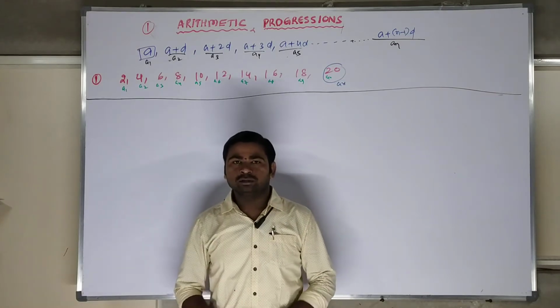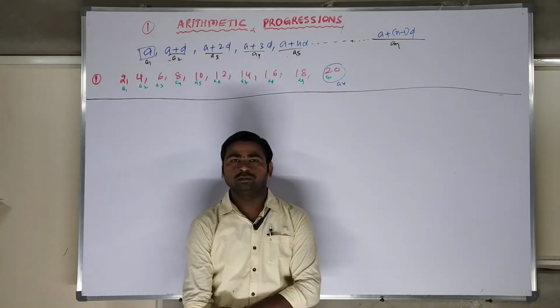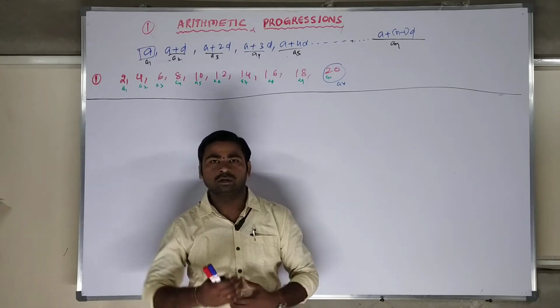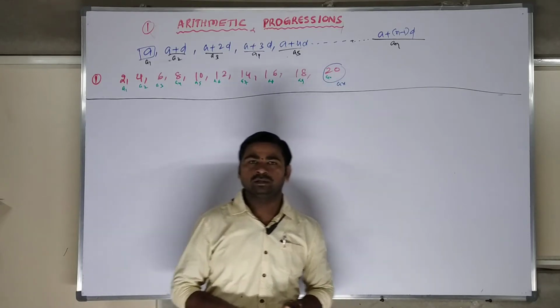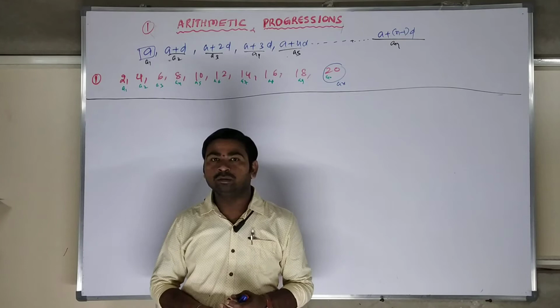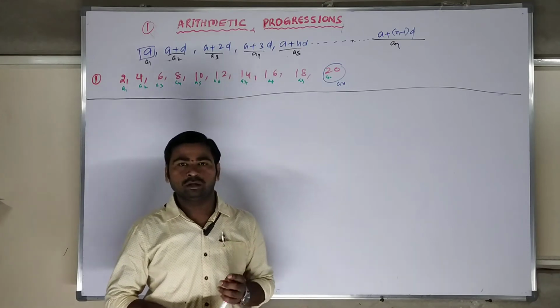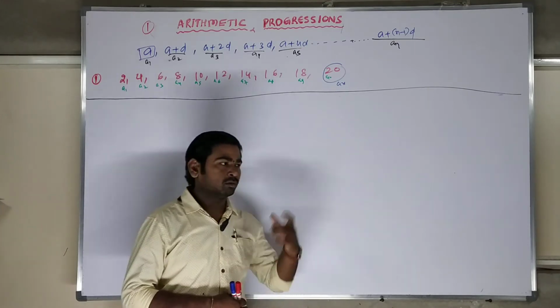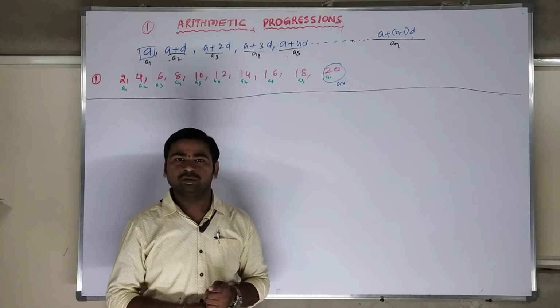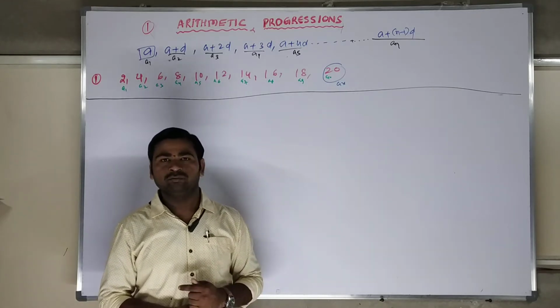Last class we discussed the arithmetic progression foundation: the nth term, starting term, common difference, and calculation, and how to frame an arithmetic progression from the terms mentioned. That is part 1, which is over.